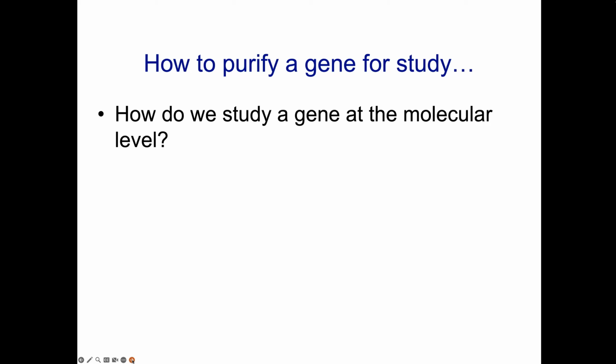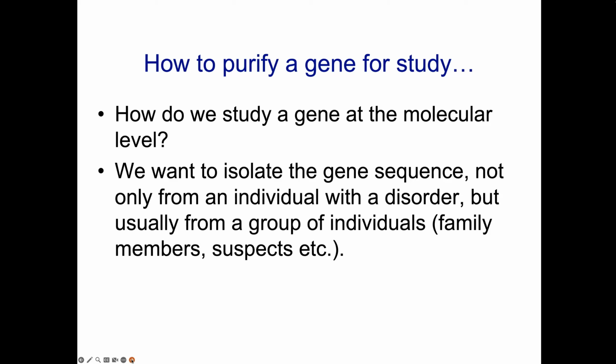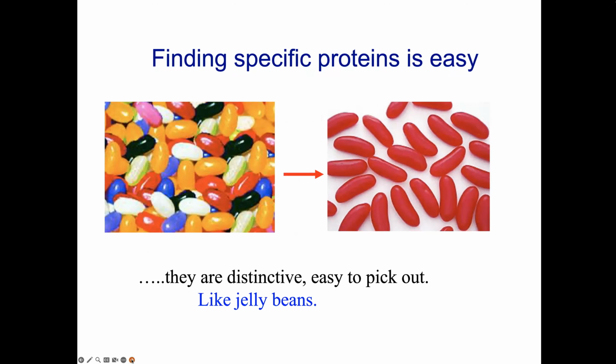So we want to study this gene then, not just sort of segregation and pedigrees, but we want to know at the molecular level something about that gene. And we want to isolate just that gene sequence, possibly just from one individual with a disorder or from a bunch of family members, or maybe from an organism, so we can make a mutation in that gene and see what it does to the protein. Lots of different kinds of applications. So how do we do that?